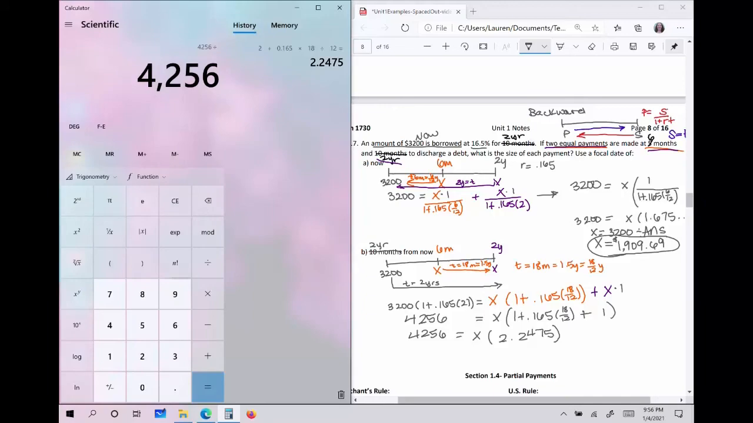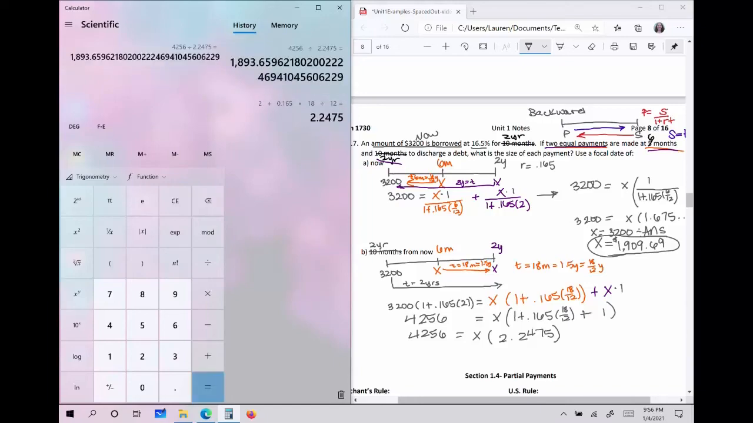So we get 4,256 divided by that number. In this case, it ends up being a nice number, so we don't necessarily have to use the memory store, but again, it's a really nice feature to have just so we don't have to worry about it. So we get x equals $1,893.66, because again, that 9 tells us to round the 5 up.